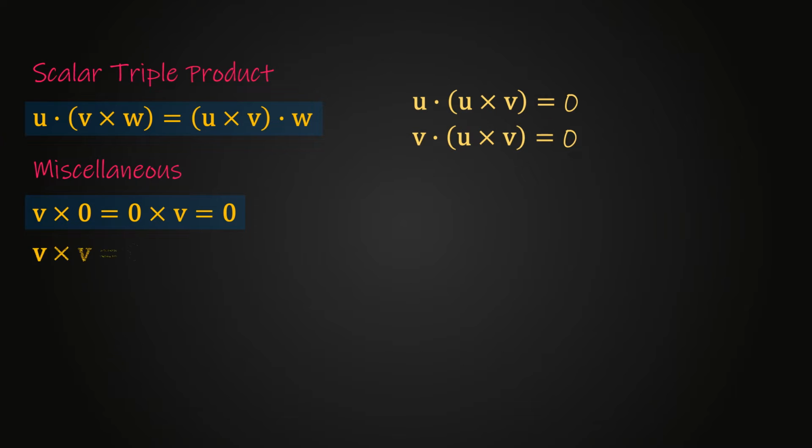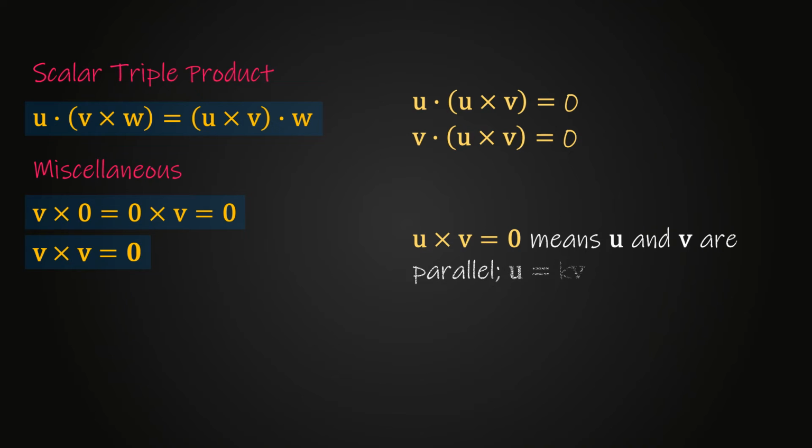Meanwhile, the cross product of a vector with itself is the zero vector. Later we will learn a more general case. Two non-zero vectors that have a zero cross product means they are parallel vectors. That is, u and v are scalar multiples of one another, and they point either in the same or in opposite directions. Finally, the cross product of two zero vectors is the zero vector.